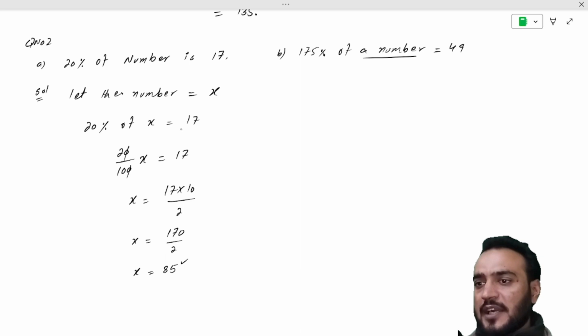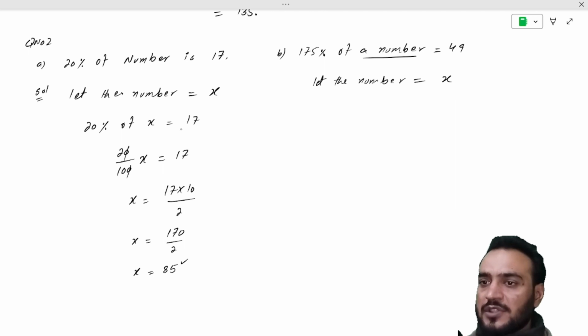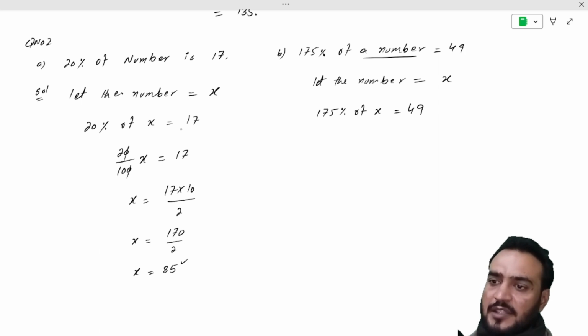Let that number we consider as x. Let the number be equal to x, whose 175% is 49. So 175% of x is equal to 49. This is according to the statement of the question. So 175 percent of x is 49.